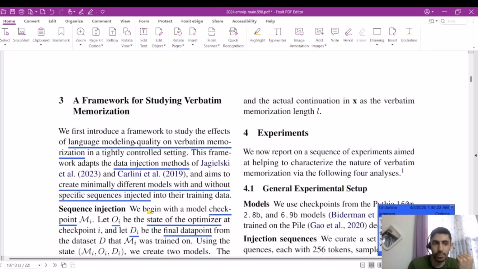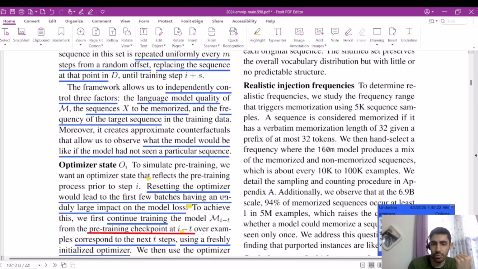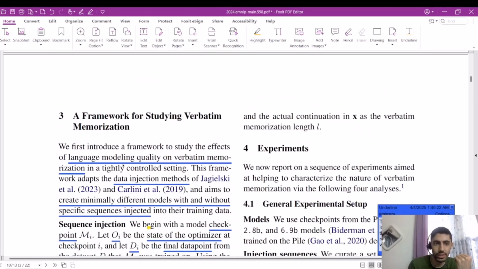So let's take a break. I will continue reading these papers from section 3.